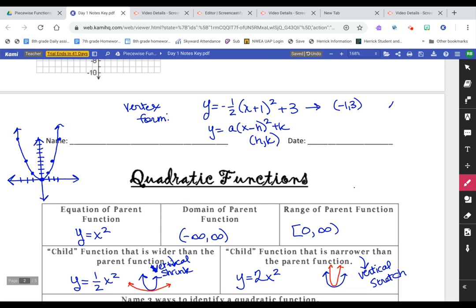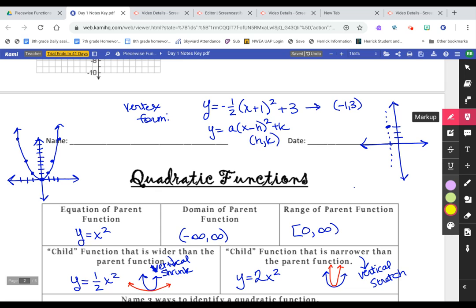And so if you were to graph that, we would start at negative 1 and then up 1, 2, 3. That would be your vertex. That'll be your axis of symmetry, x equals negative 1. And then it is going to be a vertical shrink by a factor of 1/2 because of the 1/2 in front. And the negative sign means that it's going to open down.